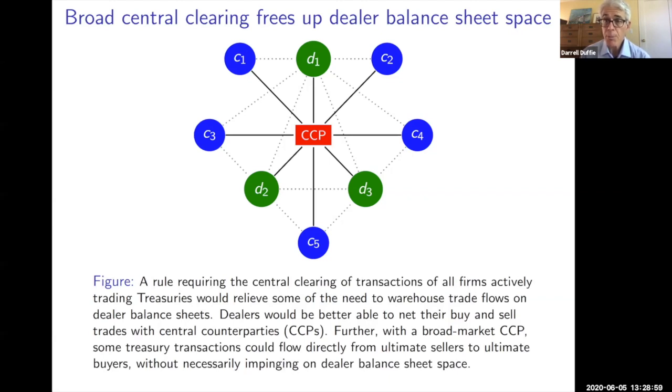of what would be the capital commitments and the liquidity commitments and how much dealer balance sheet would be saved based on the transactions data that are now available through TRACE, unfortunately only to regulators at a transactions level. They've been promising to release those data to researchers like us, but they haven't actually done it yet.